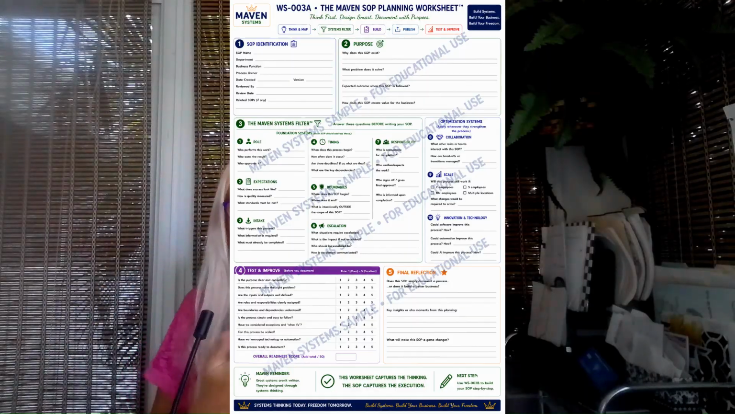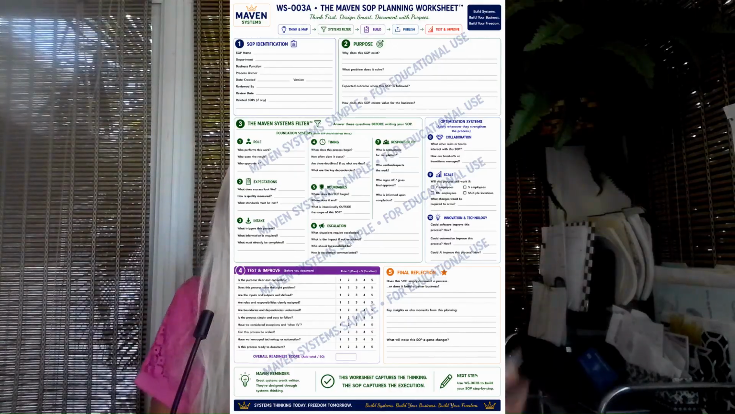Now, the next segment here is test and approve. We have now stopped at all 10 stations. Are we ready to write the final SOP? Almost. First, we need to test the plan, which is the next section on our worksheet.